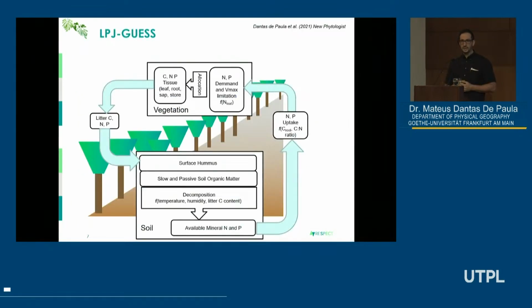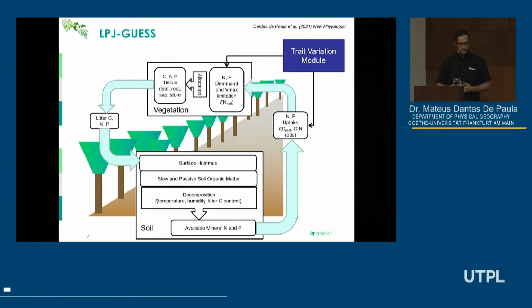In order to simulate, we started with an already existing model, the LPJ-GUESS, which is an interesting model that combines vegetation dynamics and soil organic matter dynamics, which is very relevant, as you will see very soon, for this tropical ecosystem. The vegetation interacts with the organic matter, dropping its leaves and so on. The leaves decompose and become available nitrogen and phosphorus, which the individuals take up again, closing the cycle. And what we did was create a trait variation model, which determines the capacity of the individuals to capture more or less nitrogen and phosphorus, and whether they need more or less of it in order to survive.